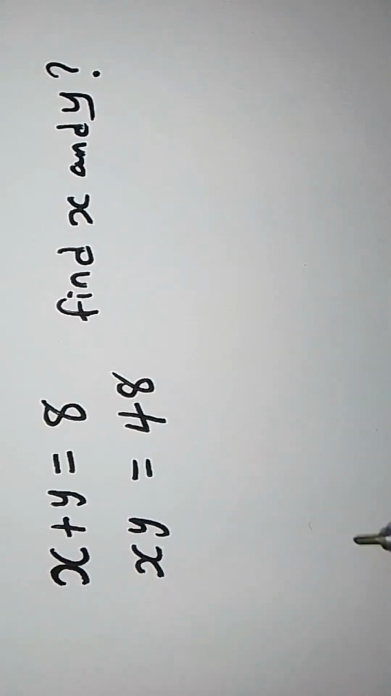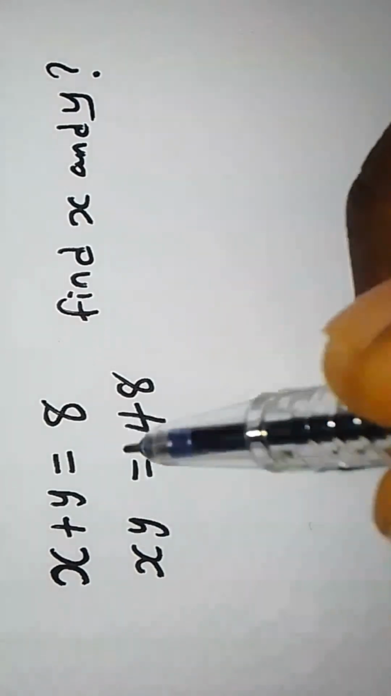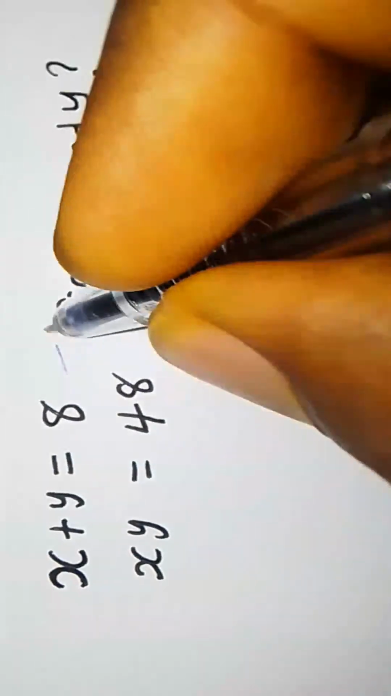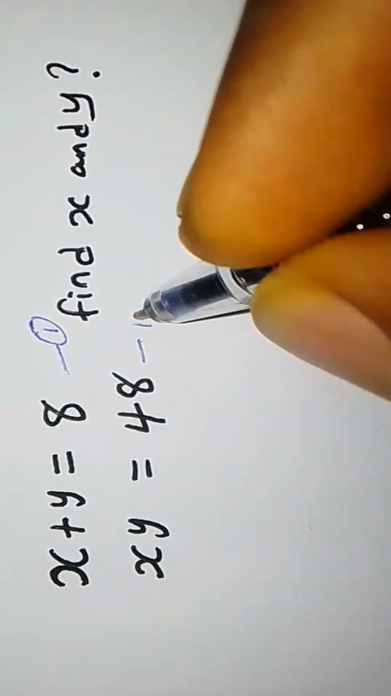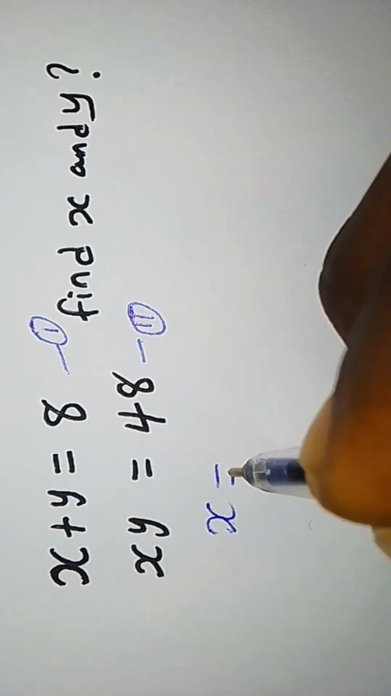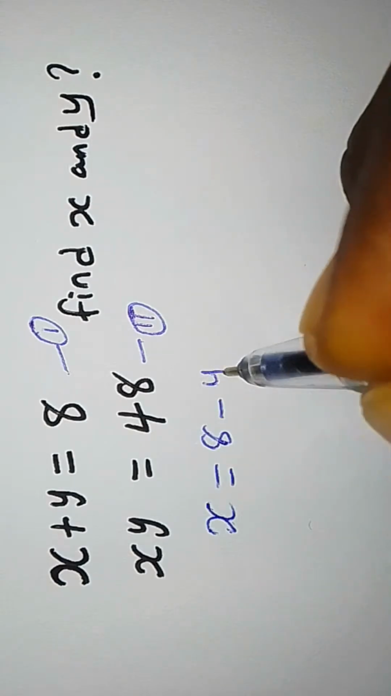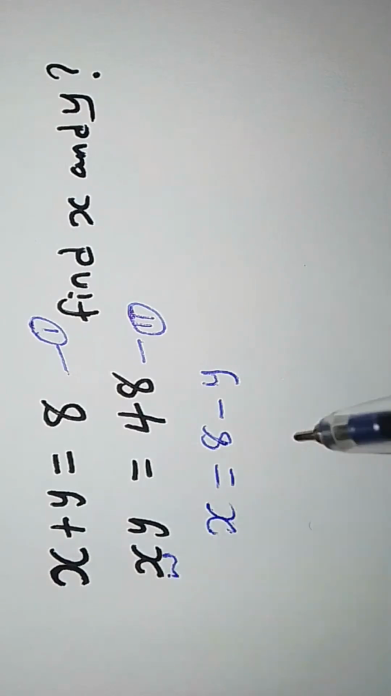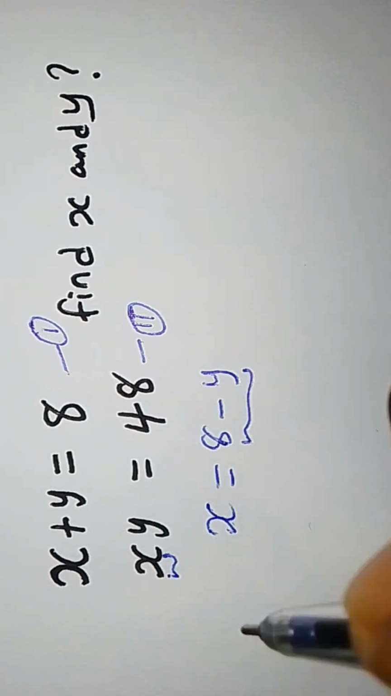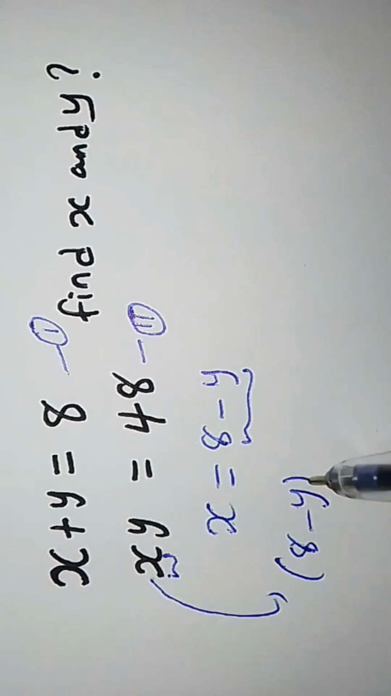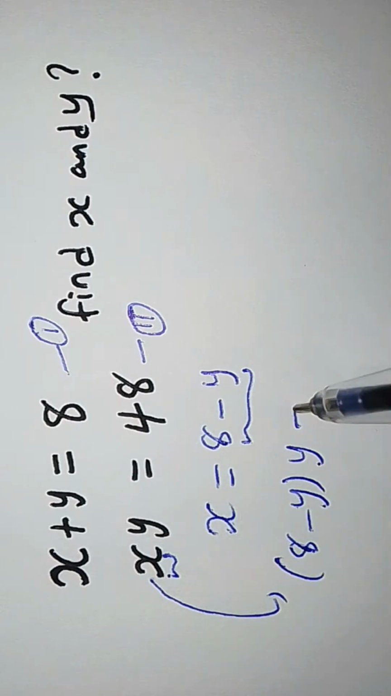Olympiad question together. x plus y equal to 8, xy equal to 48. We can call this equation 1 and this equation 2. From equation 1, x is equal to 8 minus y. What we will do now is to replace this particular x with 8 minus y. So from this line we have (8 minus y) times y equal to 48.